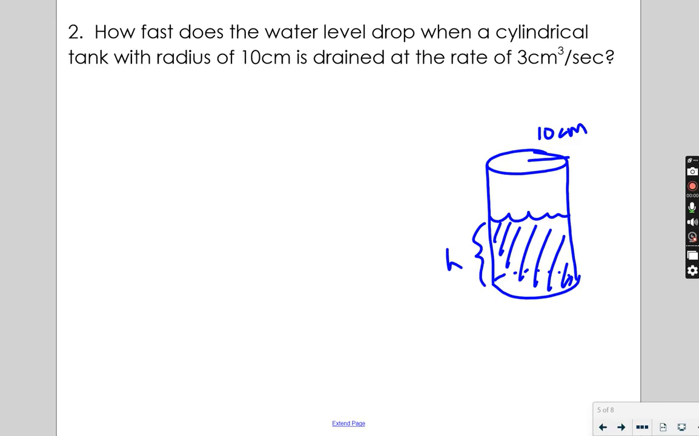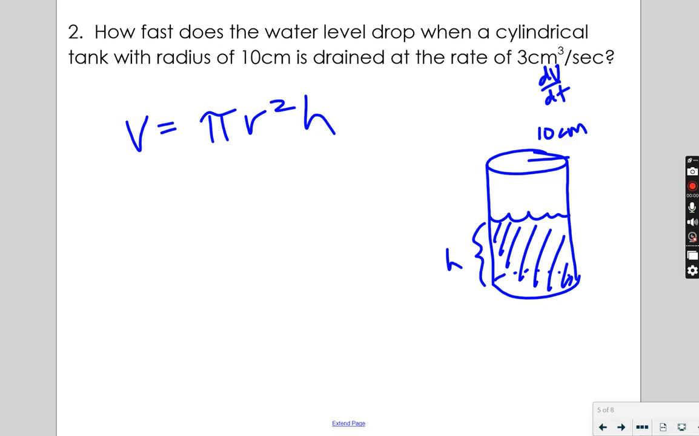And 3 centimeters cubed per second, what do you think this is? Cubed, what is that telling me? Volume. And since it's per second, this is going to be a dV dt. Okay, so I think we need the volume of a cylinder formula. Anyone remember that? I want to take a stab at it. Pi r squared h. That's the volume of a cylinder.